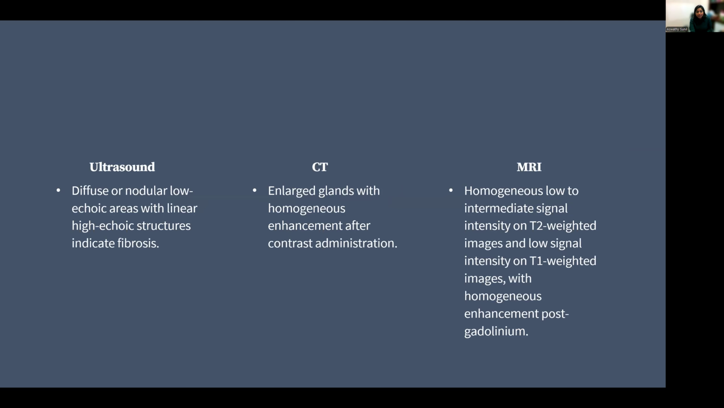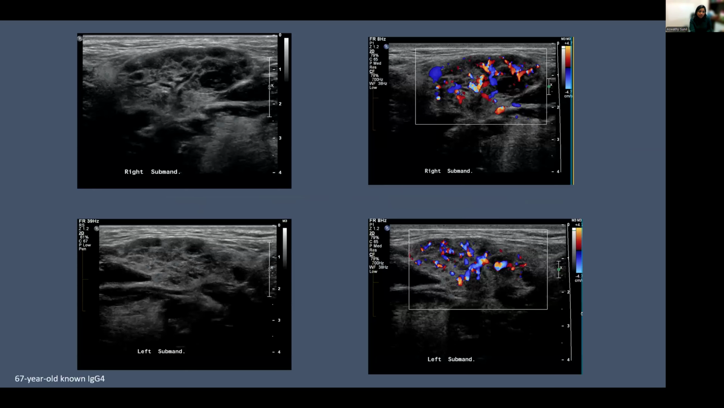Ultrasound shows diffuse or nodular low echoic areas with linear high echoic structures indicating fibrosis. On CT, they show enlarged glands with post-contrast enhancement. On MR, they're hyperintense on T1 and T2 with avid post-contrast enhancement.